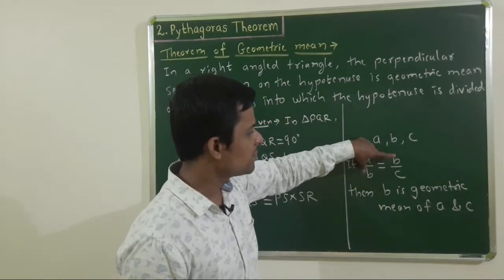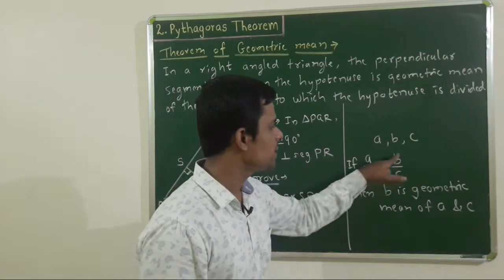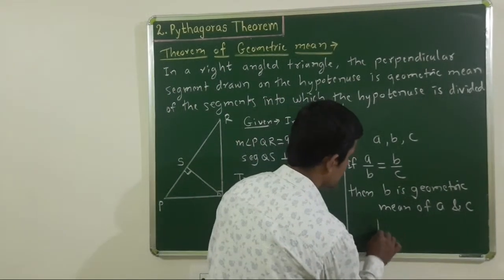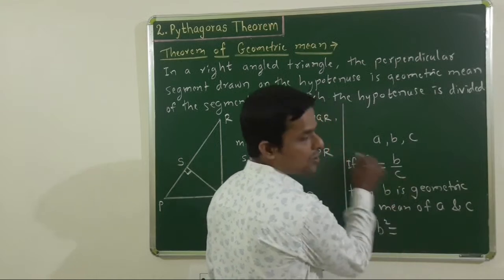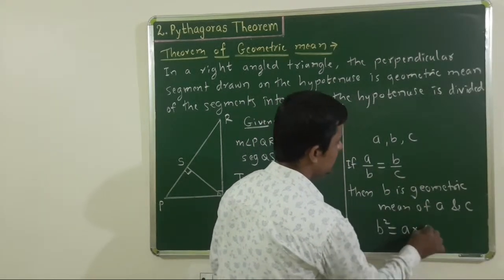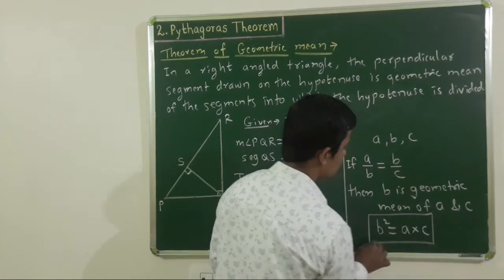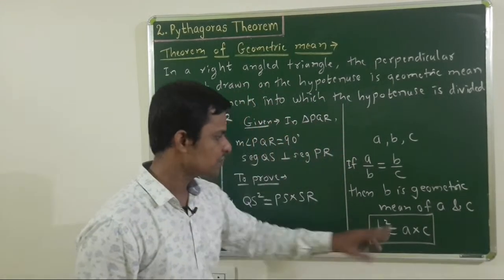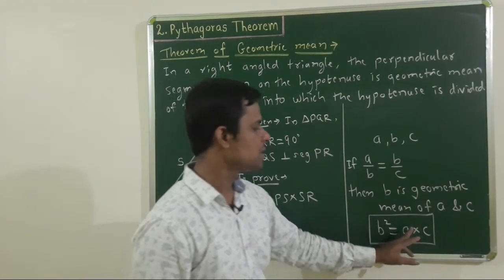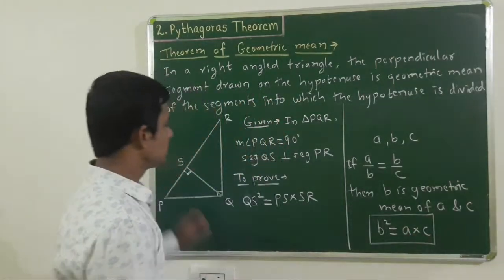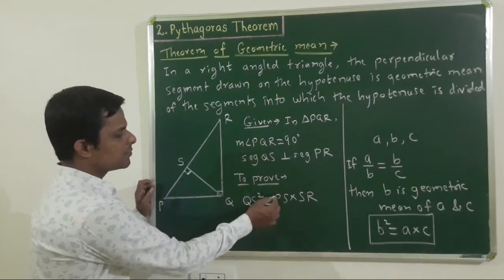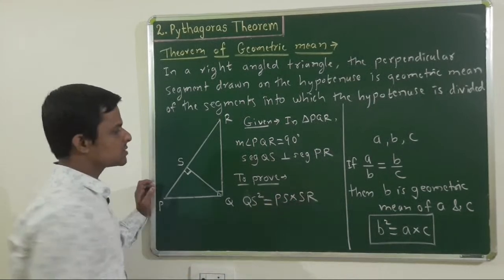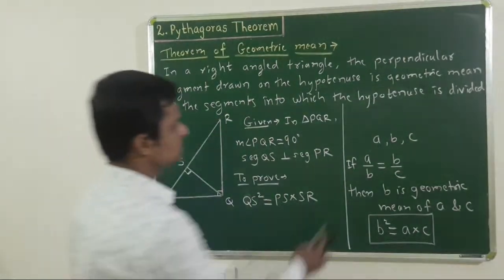And we can write, by using cross multiplication, B into B, that is B square, is equal to the product of the remaining two numbers, that is A into C. B square is equal to A into C, means the square of the geometric mean will be equal to the product of the remaining two numbers. Now we have to prove this theorem.